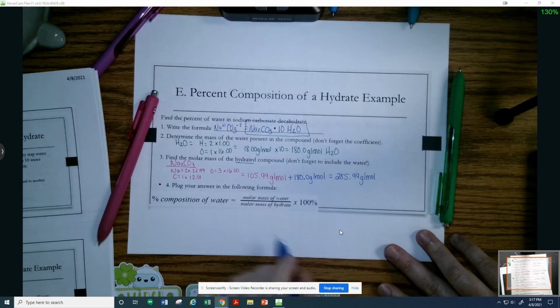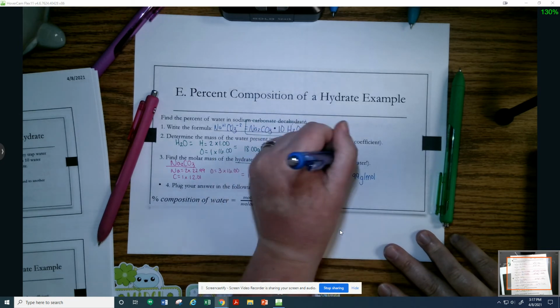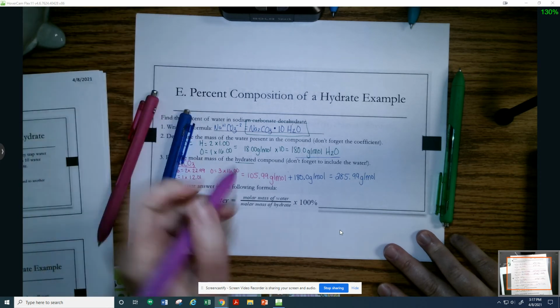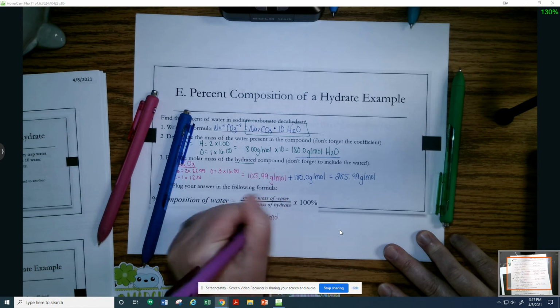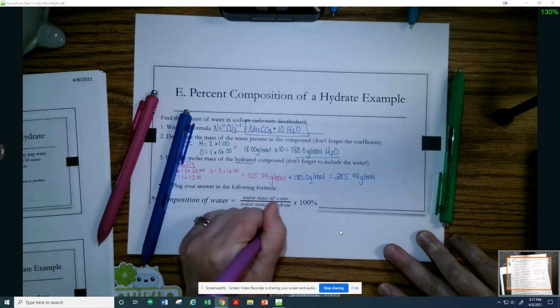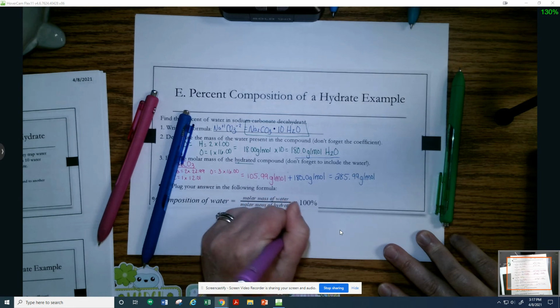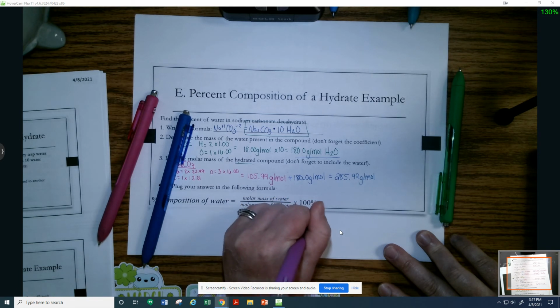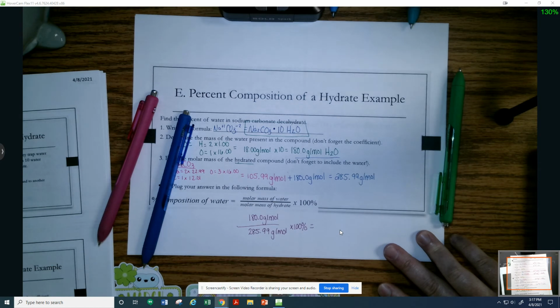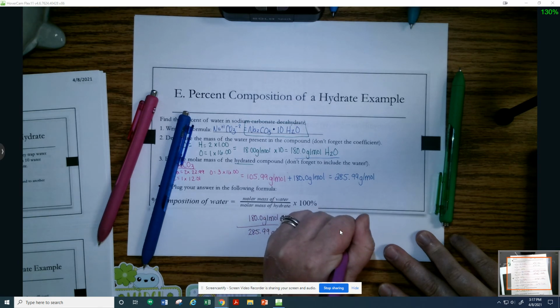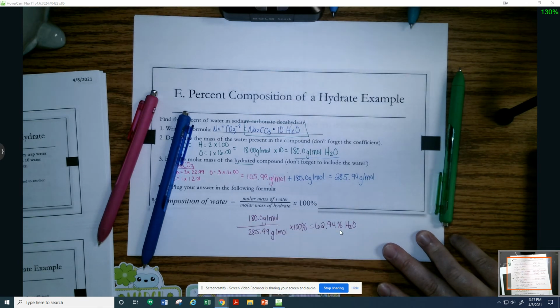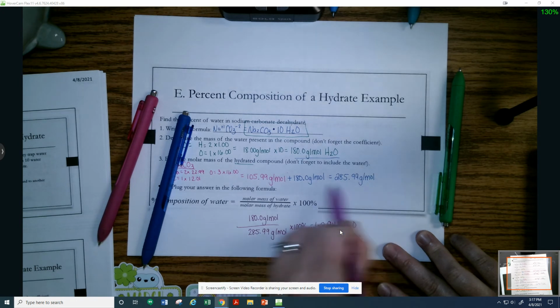So you take the molar mass of the water, which is this piece here. So we're going to take 180 over the molar mass of the hydrate, the 285.99. Dividing these out, multiplying it by 100%, the answer comes out to be 62.94% water. Now, one way to really help check yourself is a lot of times students forget to include this water.